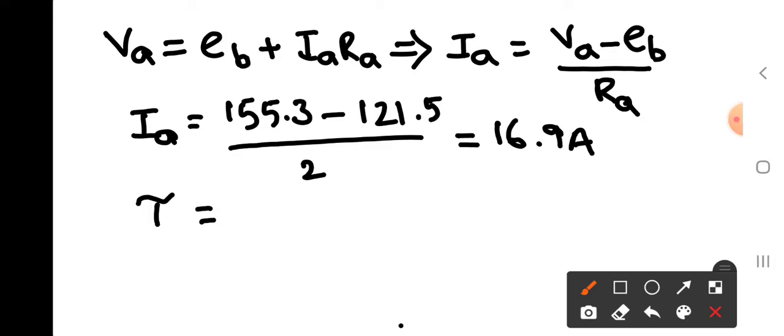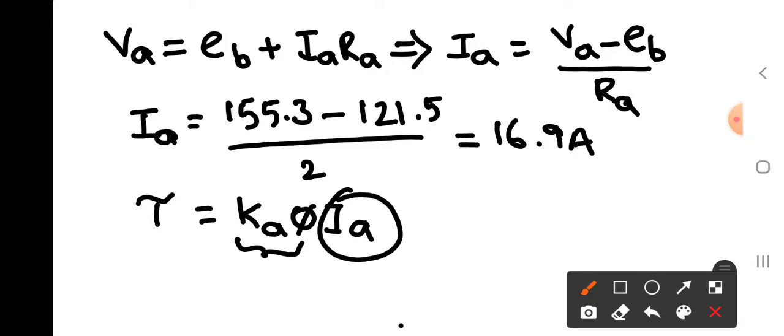Torque tau is equal to Ka pi into Ia. So in this equation we know the Ia value, but we don't know Ka pi. Then how do we find Ka pi? It is very simple. The back EMF equation is EB is equal to Ka pi into omega. You can take the EB value at any speed. That means we calculated the back EMF for two speeds, one for rated speed and another for 600 rpm.